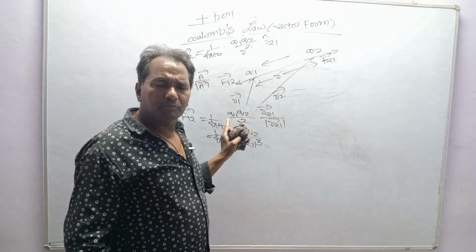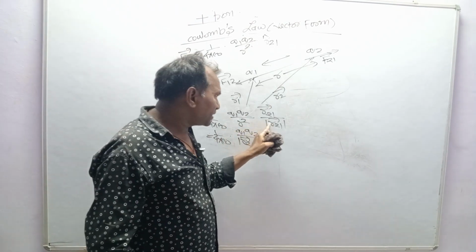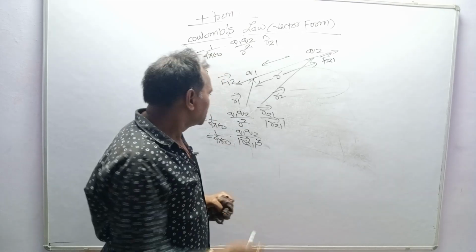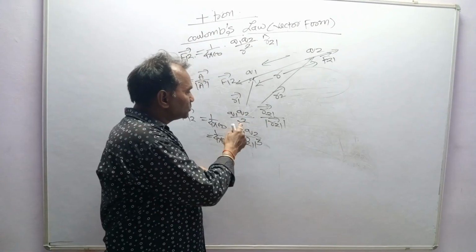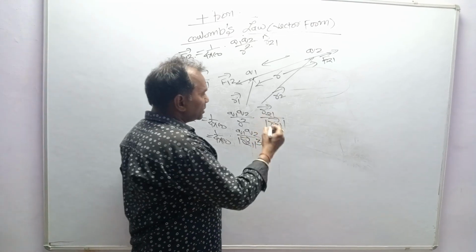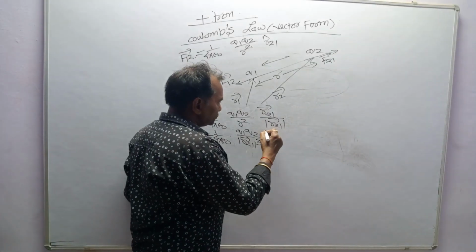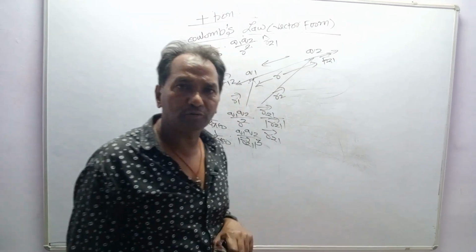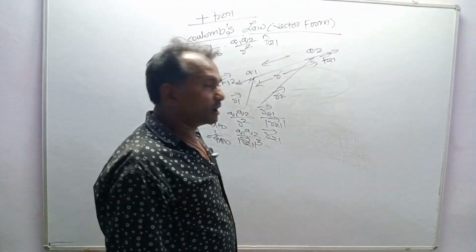It is also mod of vector R21. Mod of R21 means it is the distance between Q2 and Q1. So both are the same thing. So I have written it as mod of vector R21 cubed. Now this vector R21, dear students, now we have to find out what vector R21 is.